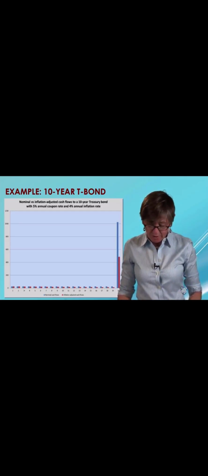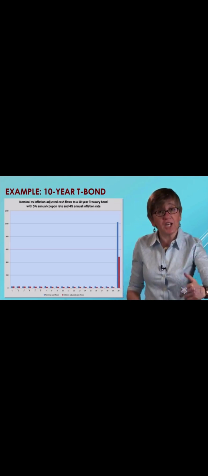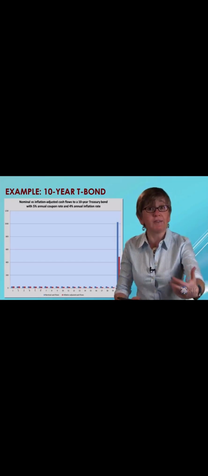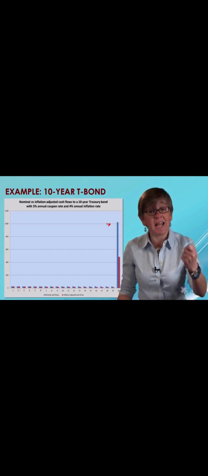Now, you see in this graph that while the coupon payments are constant in nominal terms, I don't know if you can see, but the blue bars are constant in nominal terms. Of course, due to inflation, they are getting smaller and smaller in real terms. So the red bars are getting smaller and smaller. And the face value is fixed at 1,000 in nominal terms, but of course in real terms, 10 years from now, it's much less.